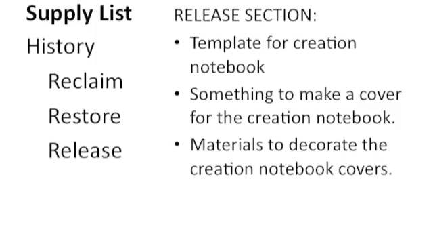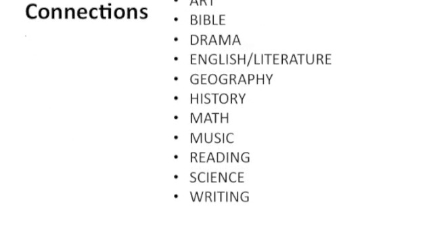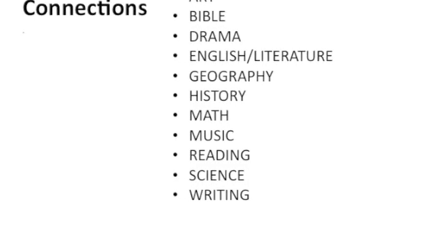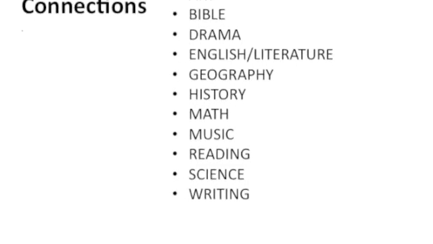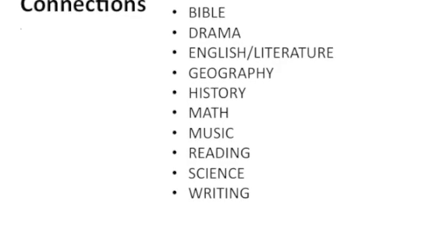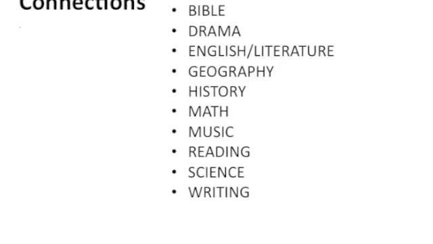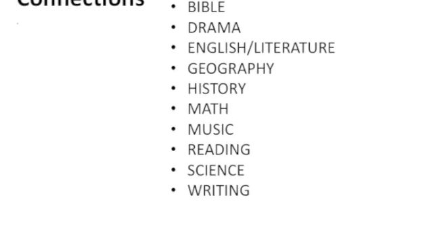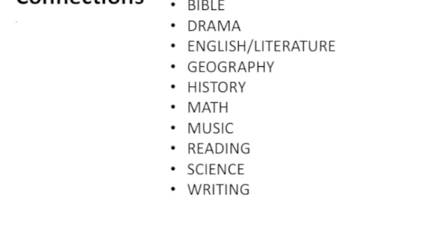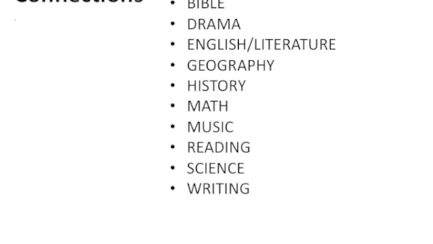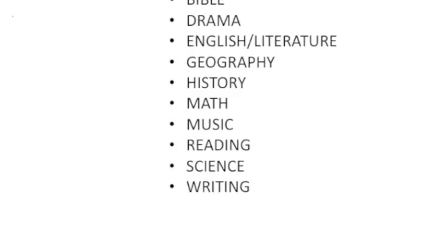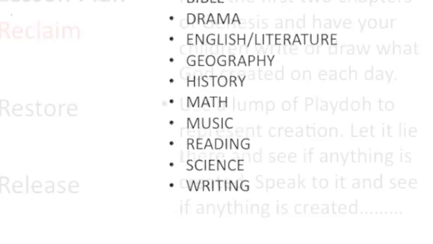So now let's look at the Academic Connections section. This resource is designed to help you further tie in your core academic subjects with the unit approach. In each lesson plan, there will be academic connections for all of the following areas: art, Bible, drama, English and literature, geography, history, math, music, reading, science, and writing. This way, you'll be sure that all of the courses you need to cover are taken care of.